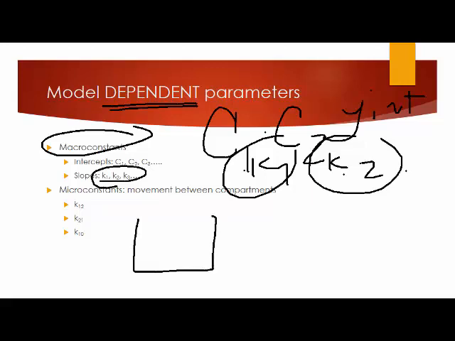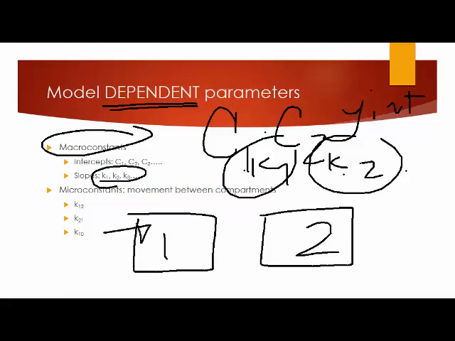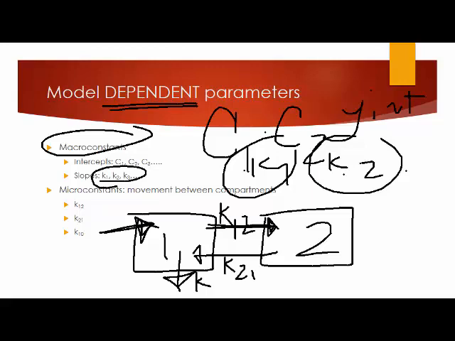Micro constants are the movements between the compartments. So we have compartment 1 and compartment 2. Compartment 1 is where the drug comes in and the drug goes out. So this is drug coming in, and then we know that drug will move from the first compartment to the second compartment. That movement is going to be at the rate of K1 to 2, so we call it K12. And the movement of the drug from the second compartment back to the first compartment is called K21 because we're moving from 2 to 1.